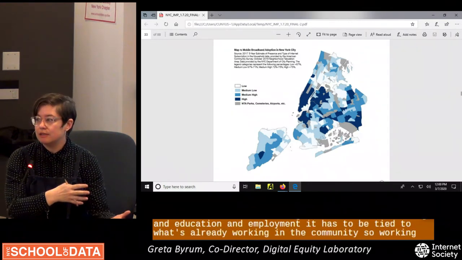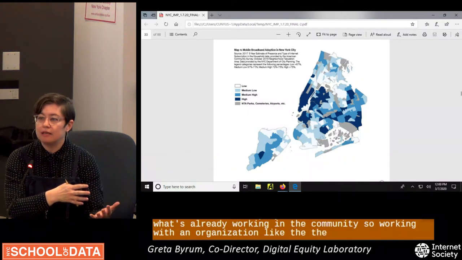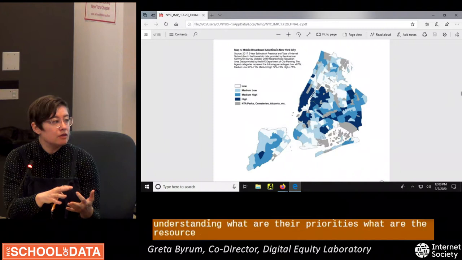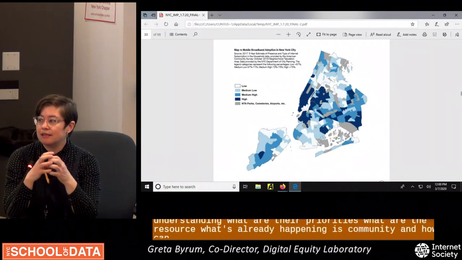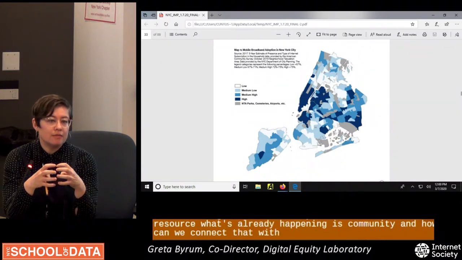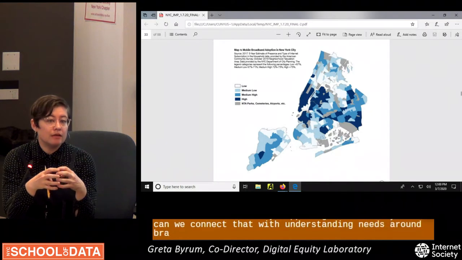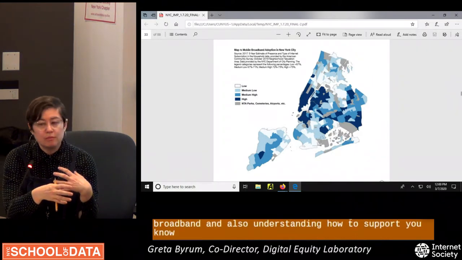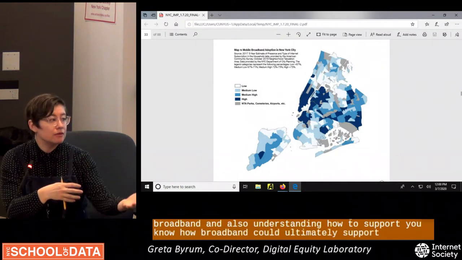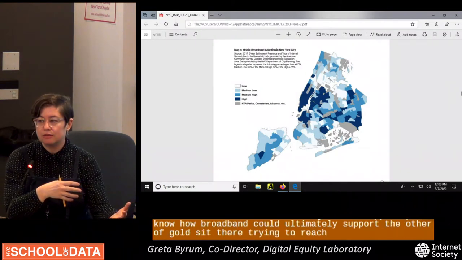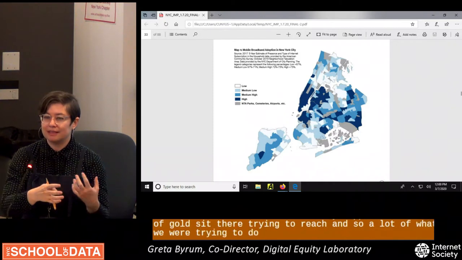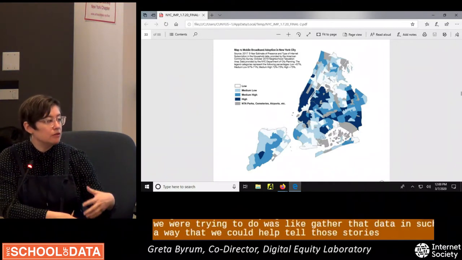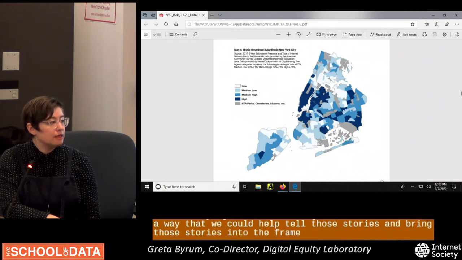So working with an organization like the Point and understanding their priorities, their resources, what's already happening in this community, and how we could connect that with understanding needs around broadband, and how broadband could ultimately support the other goals that they're trying to reach. A lot of what we were trying to do was gather that data in such a way that we could help tell those stories and bring them into the frame for the planning process.